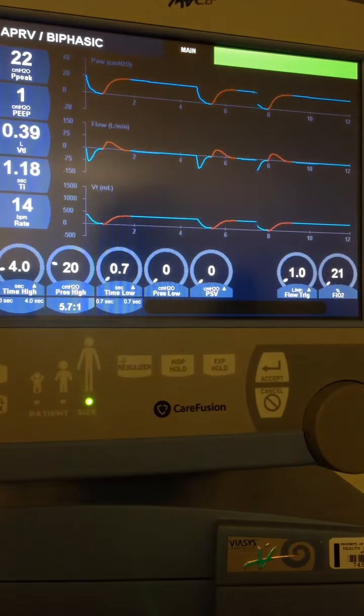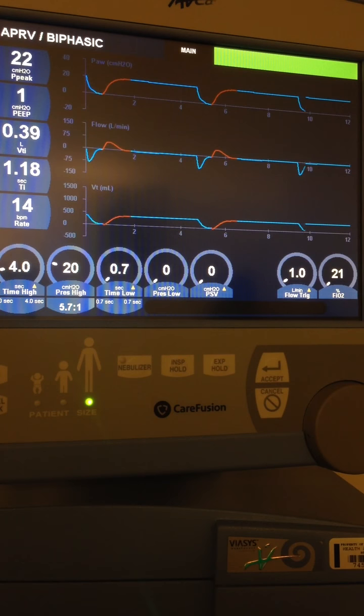So we did see a change in our tidal volumes, not so much our peak pressures. And that's what we would expect with a change in compliance in APRV.